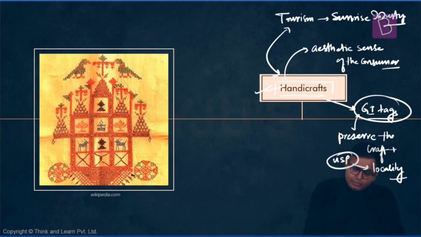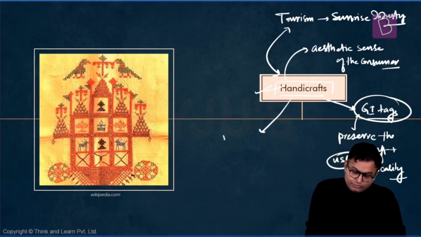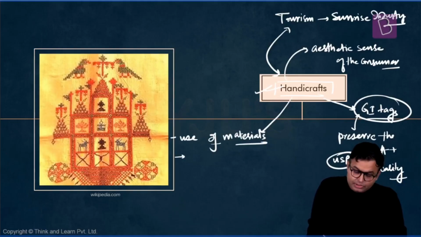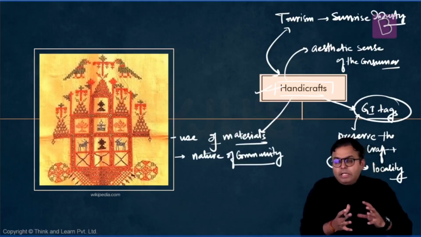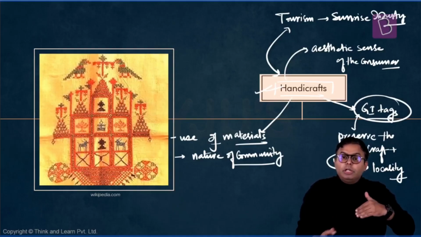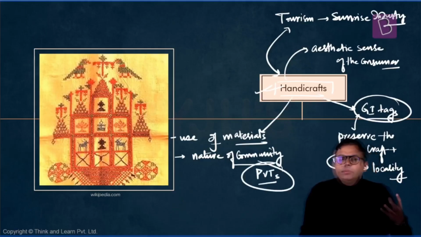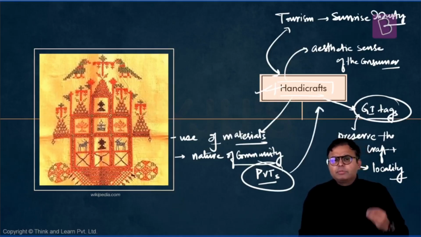Now in handicrafts, we are going to discuss the various forms of crafts in terms of the usage of materials, in terms of the nature of community. So handicrafts is not only about the product, it is also about the community. So you learn about the community also. So we find that many of the PVTs, the vulnerable tribes, produce these handicrafts, various tribes.